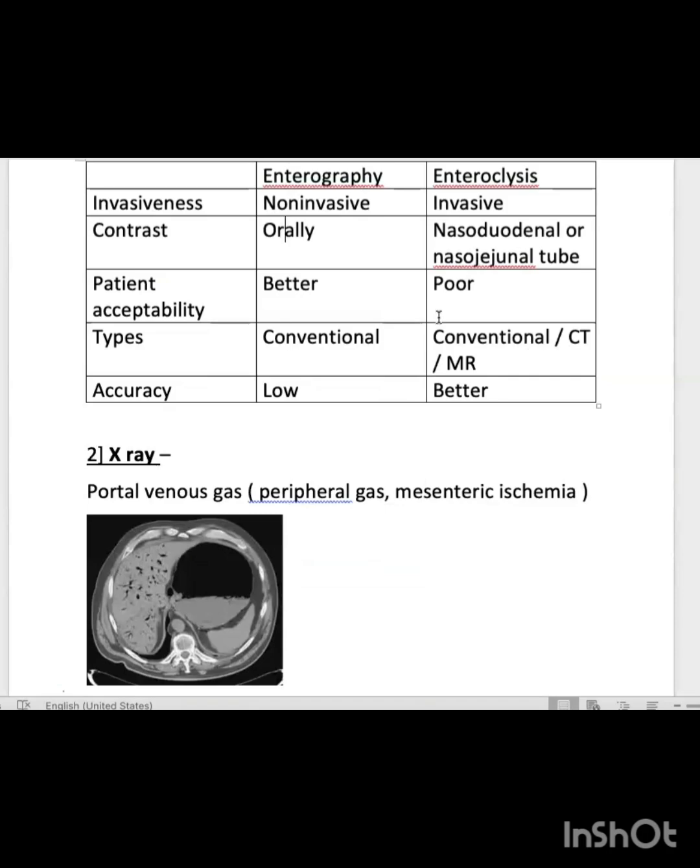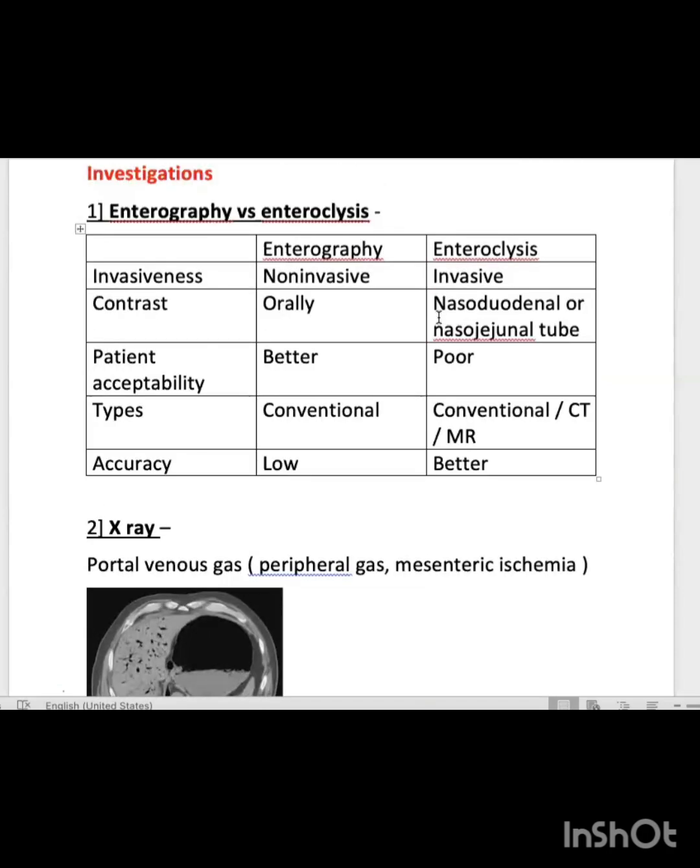Now, investigations. The common investigations which are done in gastroenterology include other than endoscopy, colonoscopy, routine blood. We will not discuss endoscopy or colonoscopy or routine blood because they are known to you. Routine blood we will discuss on LFT patterns when we come to hepatology. So here we discuss enterography versus enteroclysis.